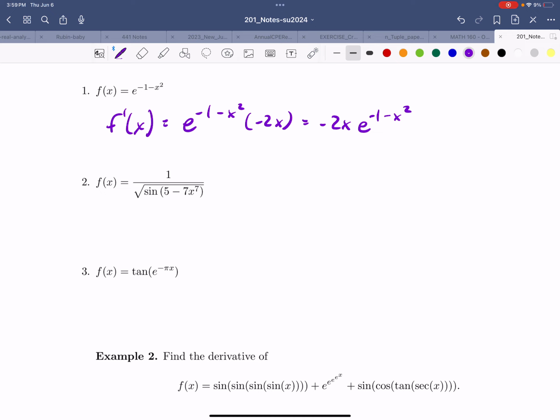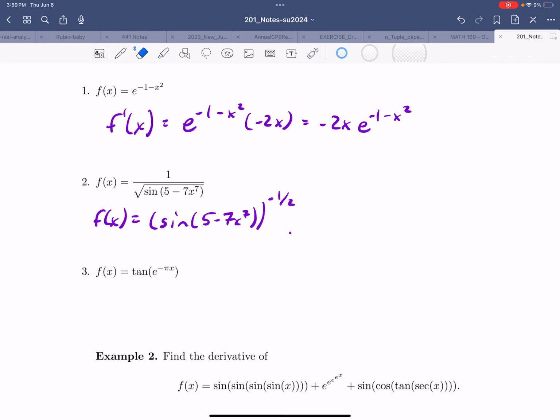What about this guy? Well, I think we could write this a little bit nicer to help us out. f of x equals sine of (5 minus 7x to the 7th) to the negative 1/2. I definitely recommend writing it that way. Now, let's take the derivative. So I'm going to write it down here. So f prime of x is going to equal, well, let's see.